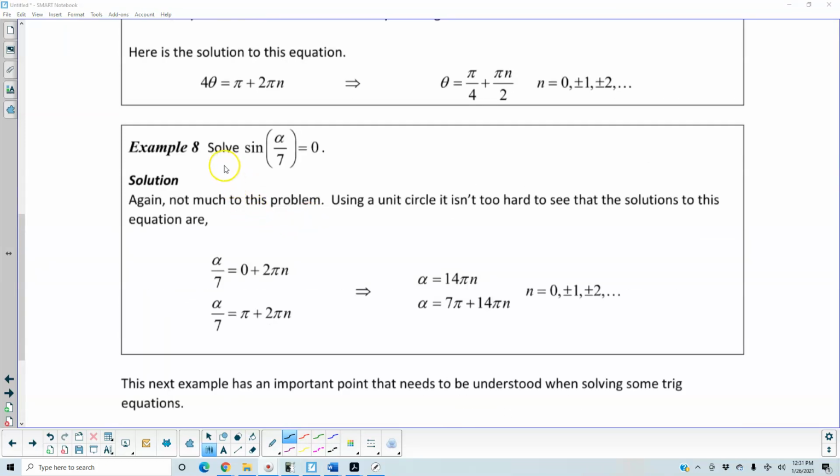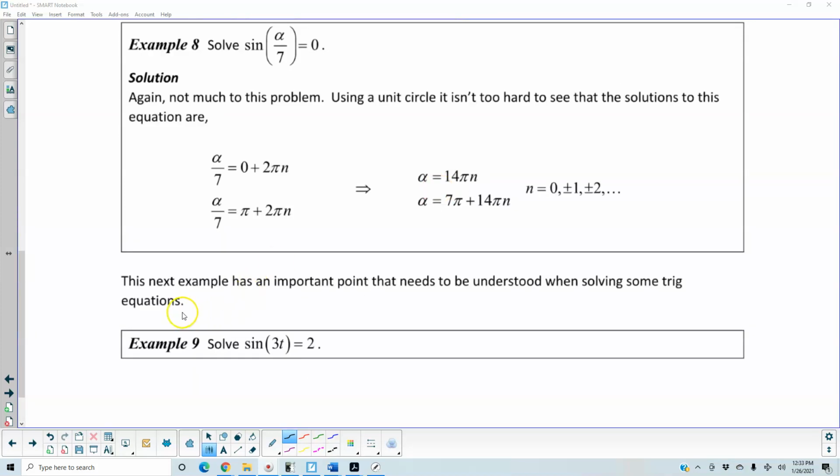Now for example 8, solve the sine of alpha divided by 7 is equal to 0. Again, not much to this problem. Using a unit circle, it isn't too hard to see that the solutions to this equation are alpha over 7 is equal to 0 plus 2 pi n, and alpha over 7 is equal to pi plus 2 pi n. Multiplying both sides by 7, we get alpha is equal to 14 pi n, and alpha is equal to 7 pi plus 14 pi n, where n is equal to 0, plus or minus 1, plus or minus 2, and so on.